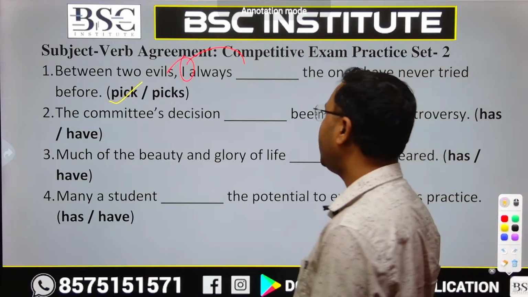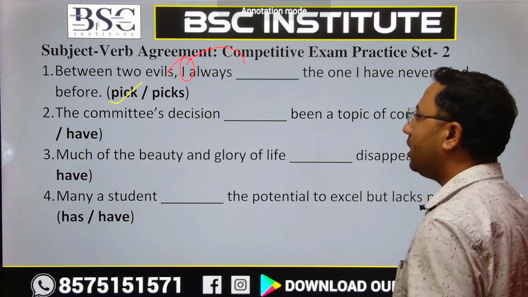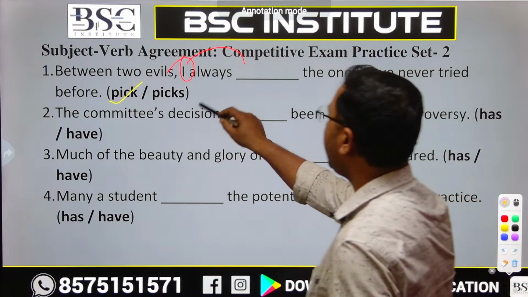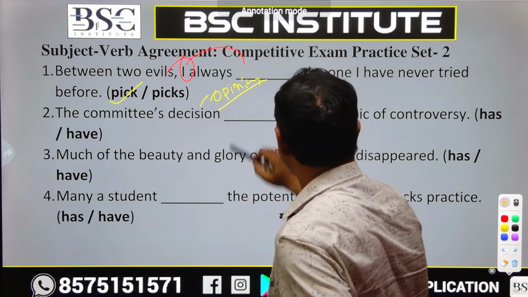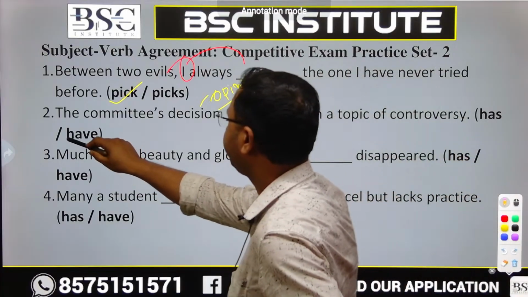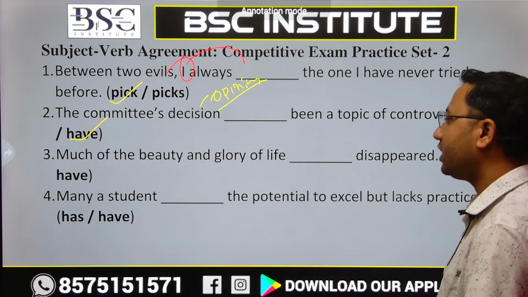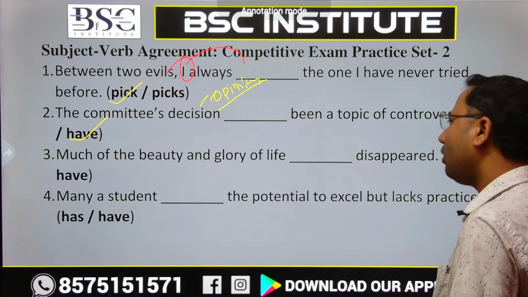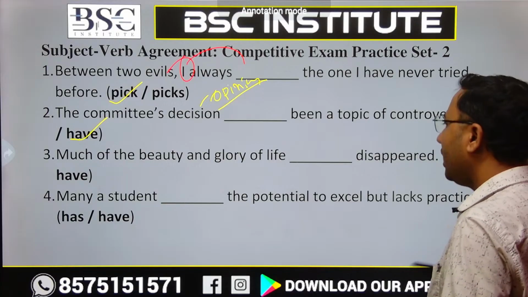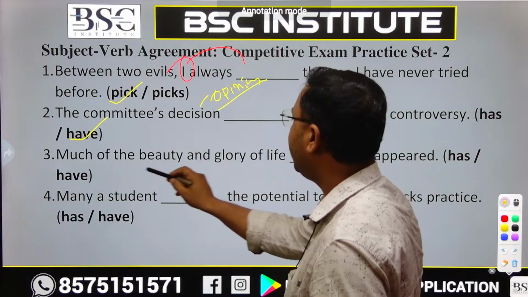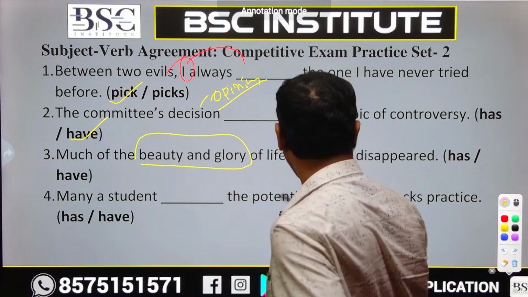Next, the committee's decision dash been topic of controversy. Why is their decision a controversy? Because their opinions are different, right? So that's why we will use have. Next, much of the beauty and glory of life dash disappeared. Okay, so beauty and glory of life, these are not different things. These are a single idea. So I have to select has.